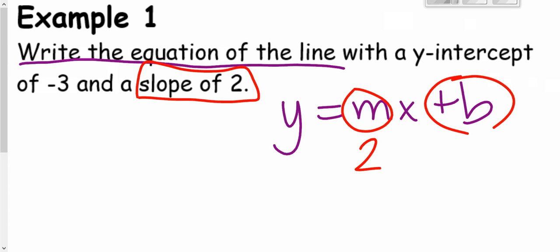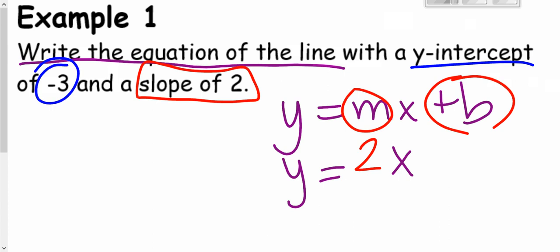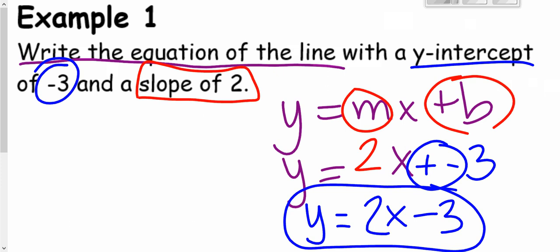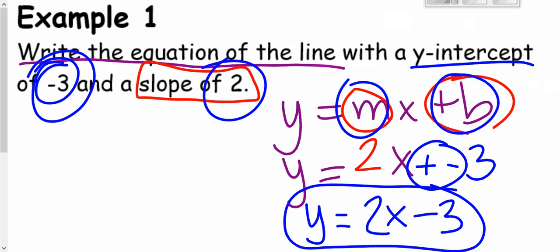All right, remember, we've got our y equals and the x, and then I just have to look for what is b. Well, what does b stand for? B stands for y-intercept. And what is the y-intercept that they give us? -3. So you can say plus -3, but to give it in its most simplified form, you've got to take care of this plus and negative, where we're just going to say y equals 2x minus 3. And that's your answer. That's all we're doing. We're taking our slope and our y-intercept, and we're plugging it in for m and b.